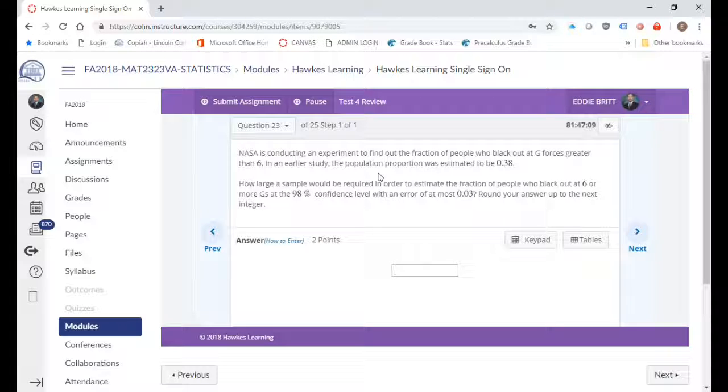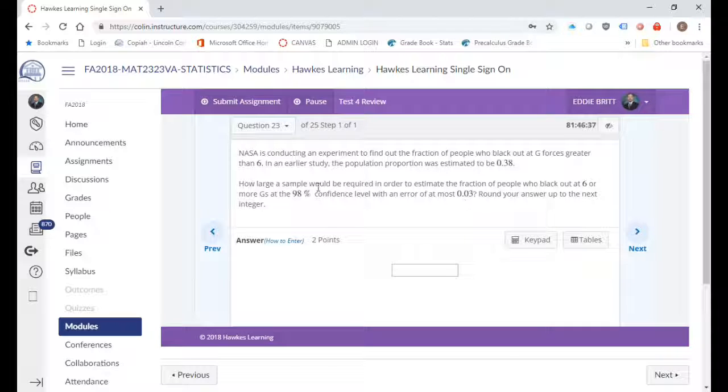Number 23. It looks like we have proportion here. So, of course, that makes our formulas change a little bit. Let's see what it's asking. NASA is conducting an experiment to find out the fraction of people who black out at G-forces greater than 6. In an earlier study, the population proportion was estimated to be 0.38. How large a sample size will be required in order to estimate the fraction of people who black out at 6 or more Gs at 98% confidence level with an error of at most 0.03?